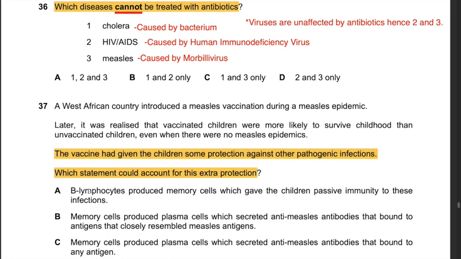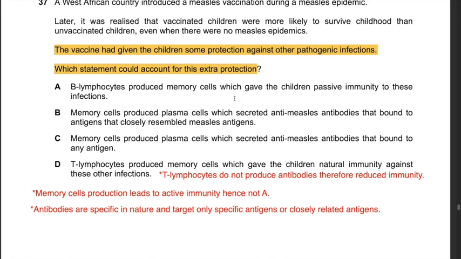Question 36. Which diseases cannot be treated with antibiotics? 1. Cholera. 2. HIV/AIDS. 3. Measles. The diseases that cannot be treated with antibiotics are viral, as viruses are unaffected by antibiotics. Hence, the answer is 2 and 3 only, as 1 is caused by a bacterium known as Vibrio cholerae. Therefore, 1 can be treated with antibiotics. Since the question is asking which cannot be treated, the answer is 2 and 3, as both are caused by viruses.